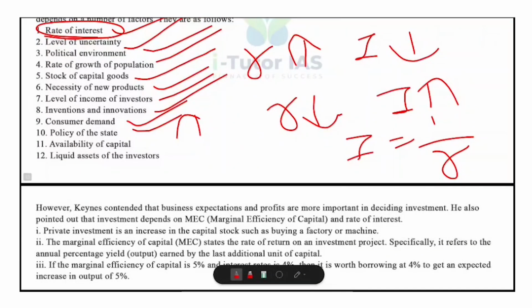Then availability of capital. If banks and financial institutions provide easy loans, investment rises, and shortage of credit or high collateral requirements restrict investment. And the last determinant is liquid assets of the investors. Investors with more liquid assets like cash or easily sellable securities can invest more quickly when opportunities arise. And lack of liquidity reduces the ability to invest even if opportunities exist.